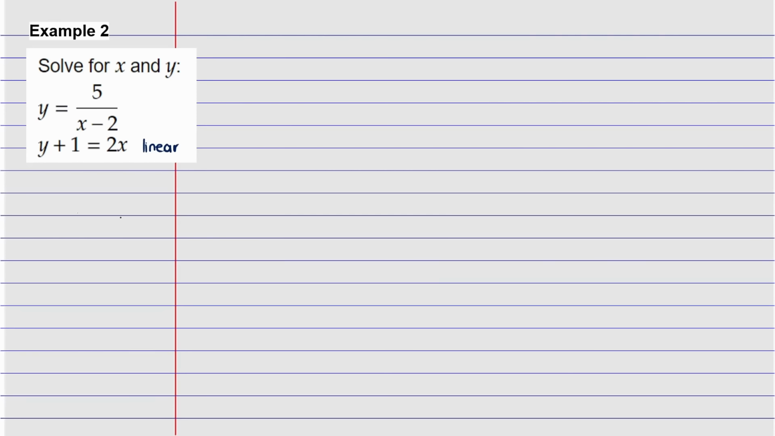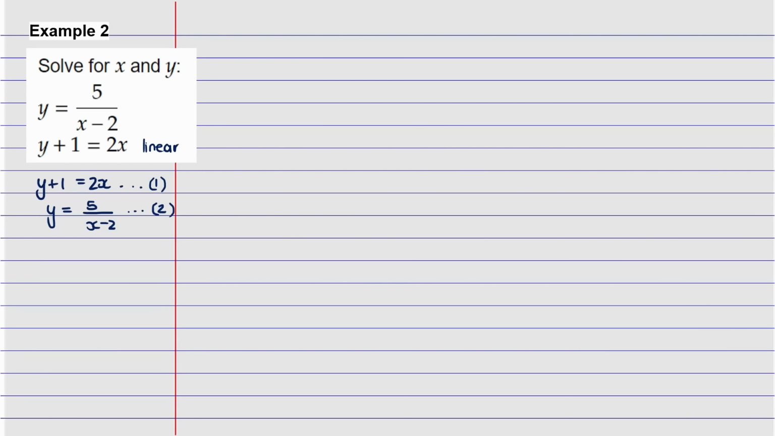So now we're going to take the linear function and name it equation 1. So you're going to say x plus 1 equals 2x, and this is named equation 1. Then you're going to say x equals 5 divided by x minus 2, and this is named equation 2. Regardless of how the second equation looks, don't be scared of it. Just use the same rules that we used in example 1.